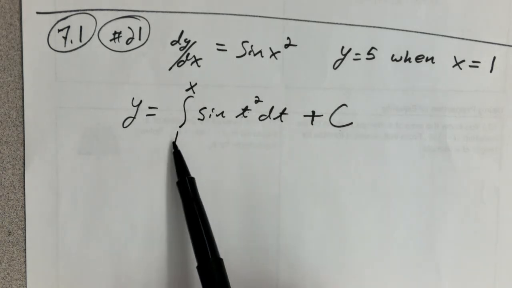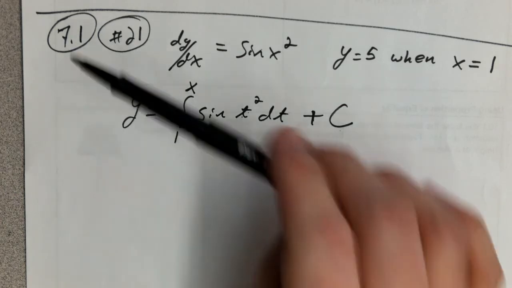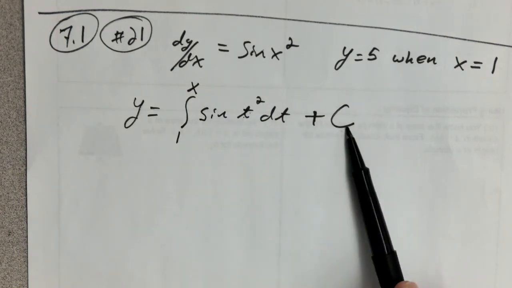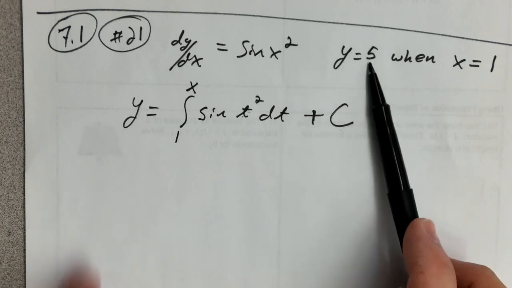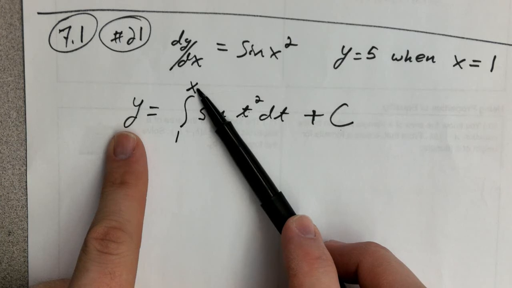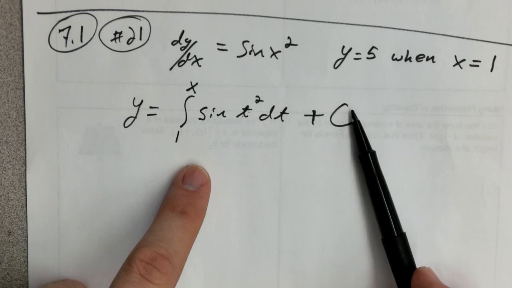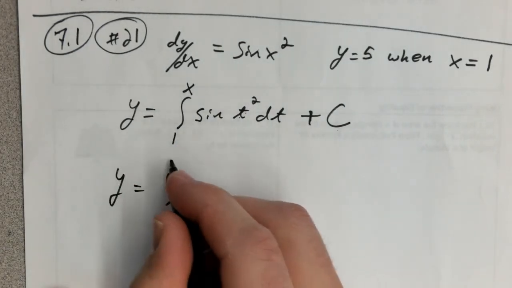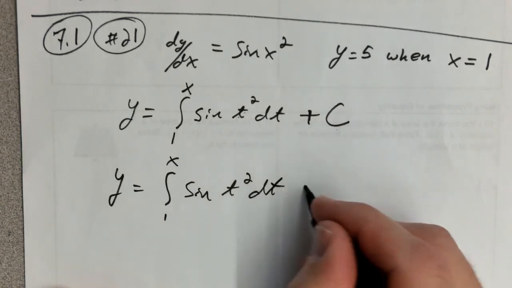Because if I pick 1 as the lower bound and I plug in 1, I will get the integral from 1 to 1, which makes this entire thing 0. So this all becomes 0, plus c. Well, what does c have to be? It has to be 5. We can even show that explicitly: we could plug in 5 for y and 1 for x, and then solve for c. What you'll get is 5 equals 0 plus c. In other words, c has to be 5. So we get our final answer as the integral from 1 to x of sine t squared dt, plus 5.